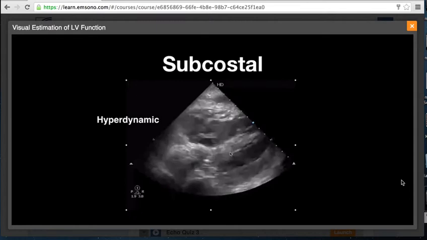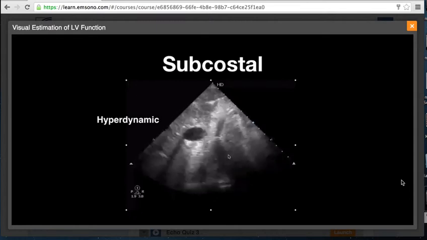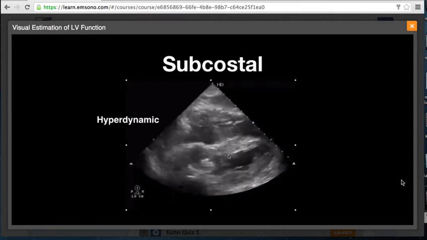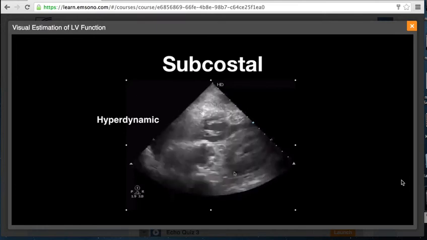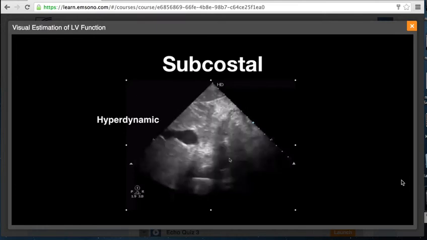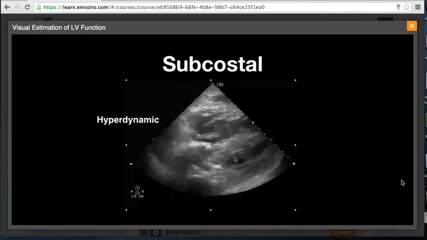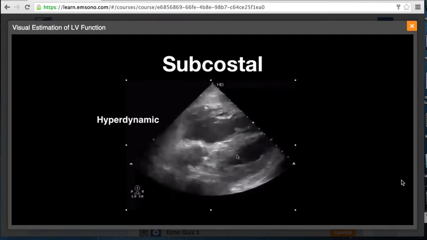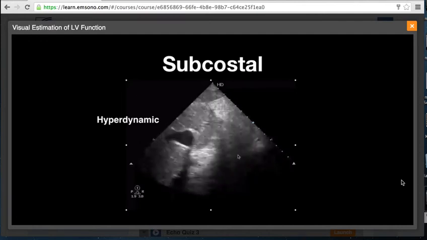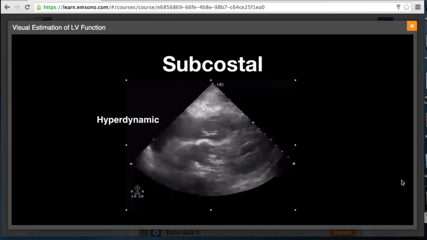Here's another patient with hyperdynamic LV function who was profoundly septic. You can see the LV here on this subcostal window, and you can see that at end systole, the walls are almost opposing. There's very hyperdynamic function here.